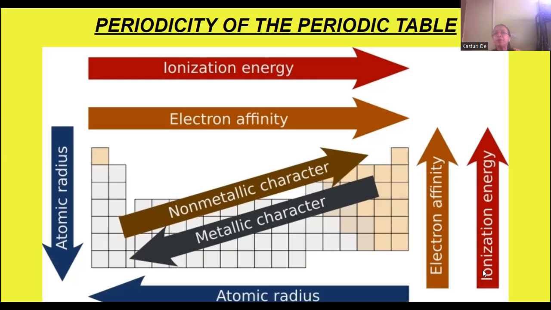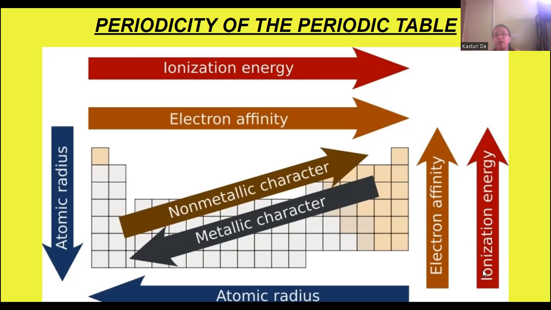Because the atomic size increases, the atomic radius increases, the valence shell is much farther away from the center of the atom, that is from the nucleus. Therefore, the valence electron will be less attracted towards the nucleus. Therefore, it will lose the electron very easily. Less energy is required to ionize it. That's why electron affinity and ionization energy are less as we move from top to bottom.